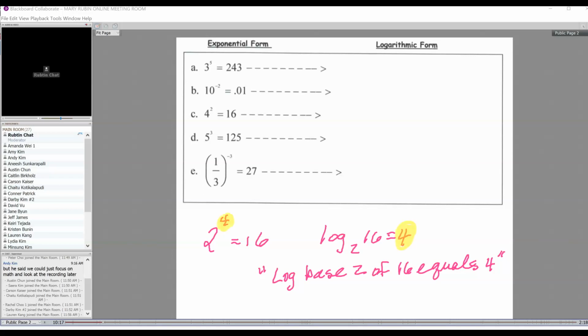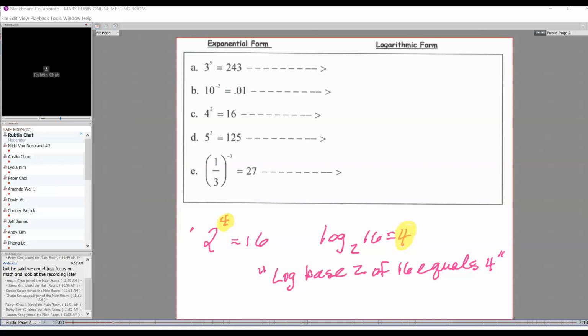Okay, so I'm going to do the same thing. Raise your hand as soon as you're done. So you want to convert these back into log form, and I will have somebody write it and somebody check it. Okay, good.